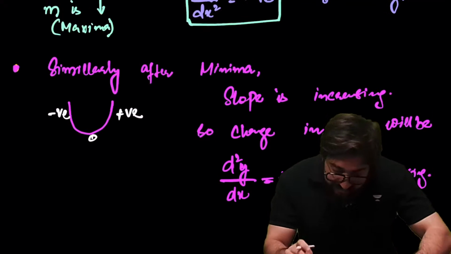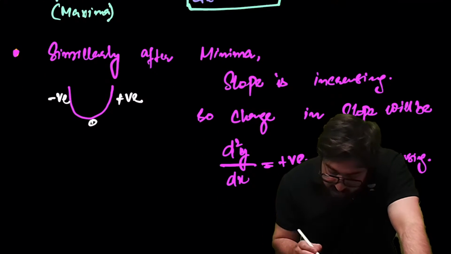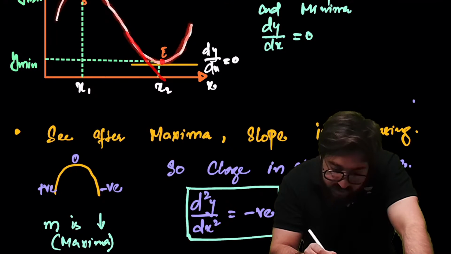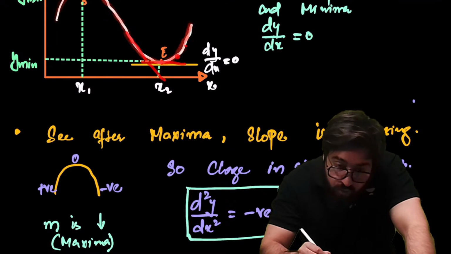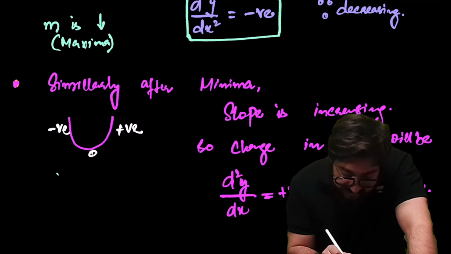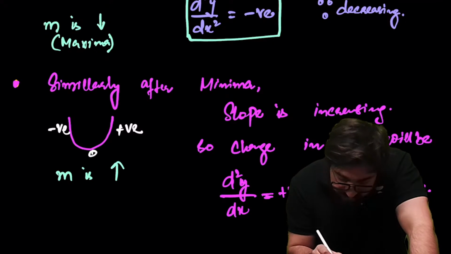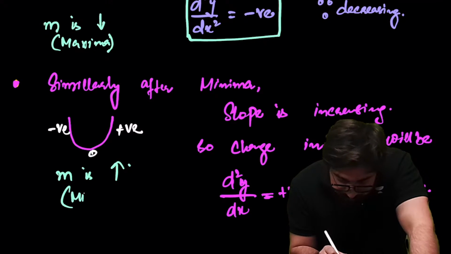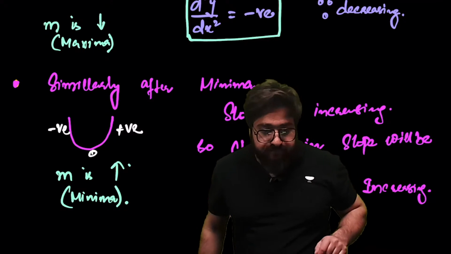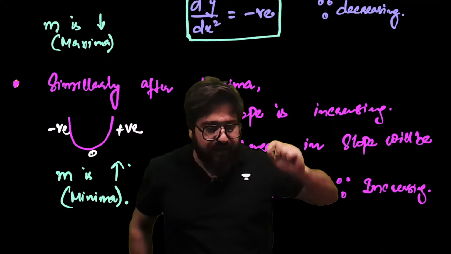And if slope initially is negative, at this point slope will be negative. Slope at this point is 0. Slope at this point is positive. So if slope is increasing, if m is increasing, then it is minimum. Directly, this is the trick that you guys are supposed to use.